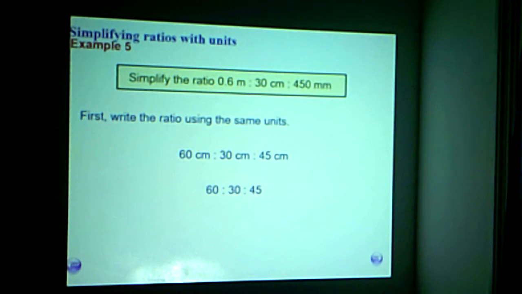We are going to cancel down. Look for a number that goes into 60, that goes into 30, and that goes into 45. You can do this in stages. Pause the video. Do it. When you finish, you press play. We divide by 15, we get 4 to 2 to 3. You could have divided by 3 and divided by 5, or the other way around. So 4 to 2 to 3 is the simplest form. We cannot go beyond this.